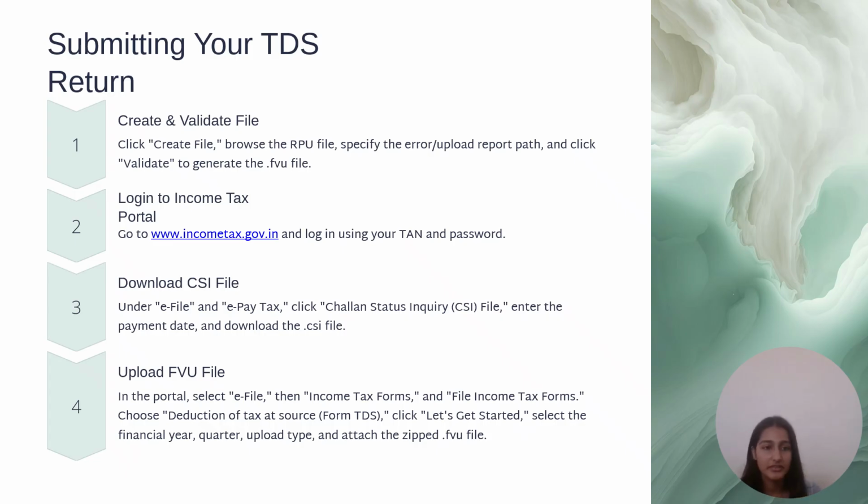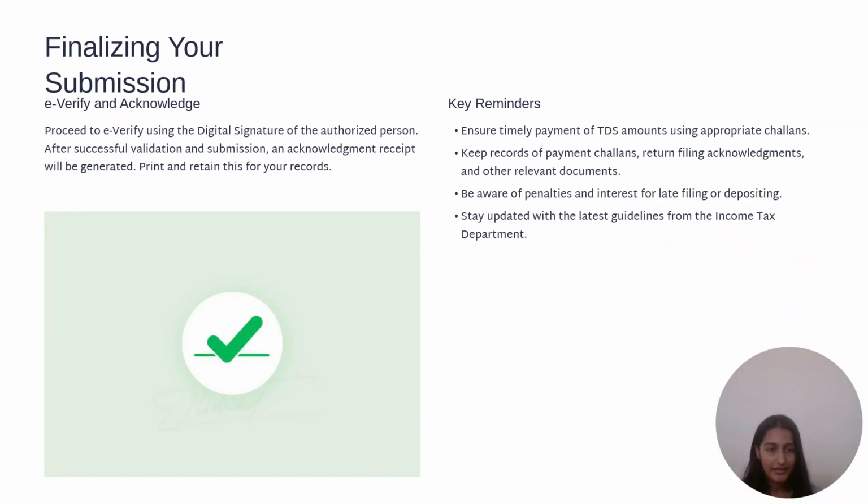To submit TDS returns, we need to follow some procedure. For example, create and validate the file, log into the income tax portal, download the CSI file, upload the FVU file, and after all these procedures, we need to finalize our submission so it can generate an acknowledgement, which will help us to retain the proof.